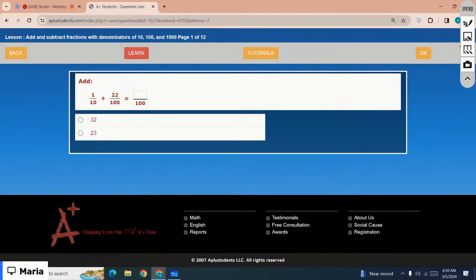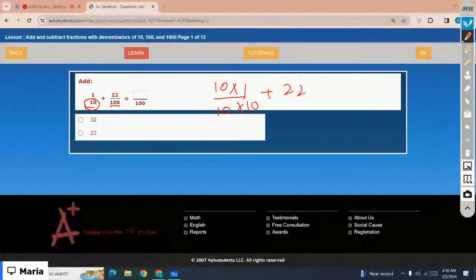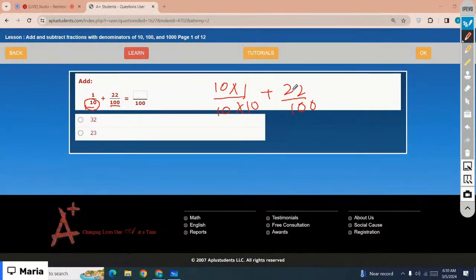Okay, let's solve and see which is the correct option. They have unlike denominators, right? The first thing is you need to make their denominators the same. So you always make the smaller denominator equal to 100. To make 10 into 100, you have to multiply this fraction by 10. Yes, that is 32. The missing number is 32, not 23. 10 times 1 is 10 and 10 times 10 is 100.